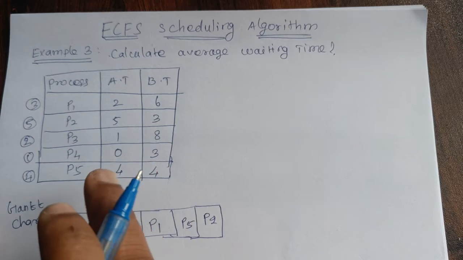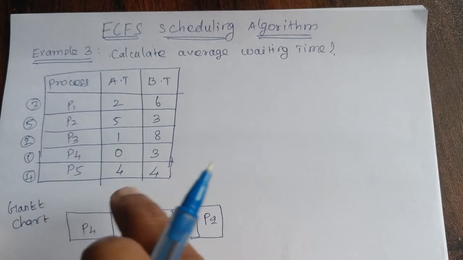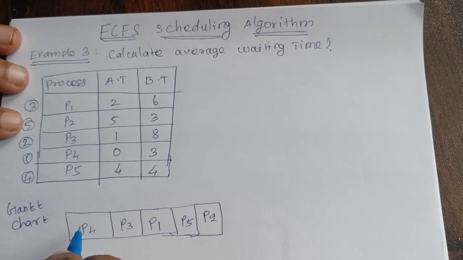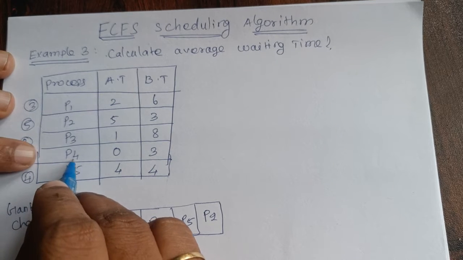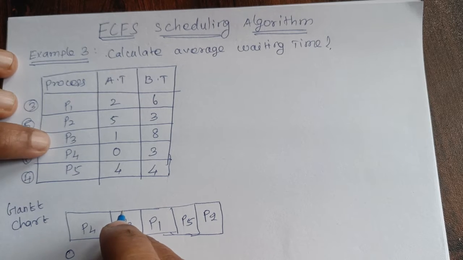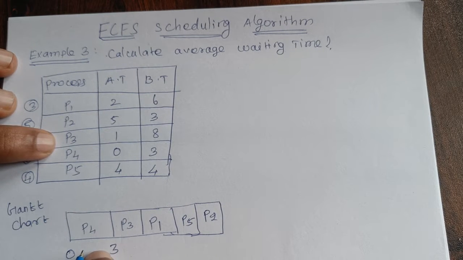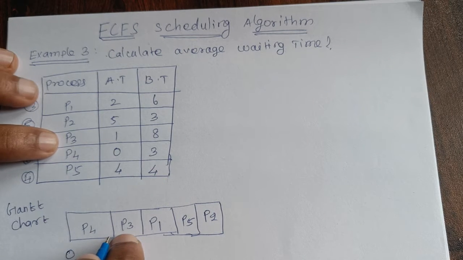Whenever we write this Gantt chart, the starting time is 0, and here we have the arrival time. The arrival time of P4 is 0, so its waiting time is 0. How much burst time does P4 take? This is P4, it's 3. What is the next process? P3. How much time does it take? 8. Already P4 completed from the ready queue, so P4 is assigned 3. Now the P3 process is going to execute.